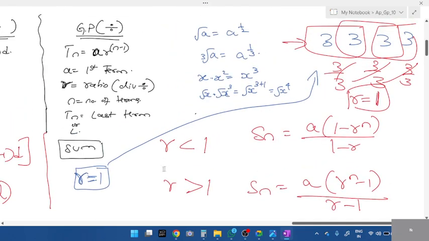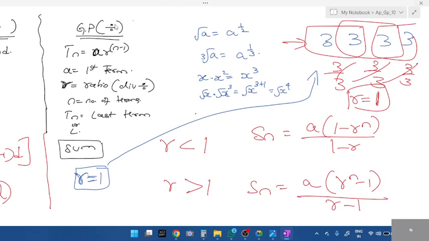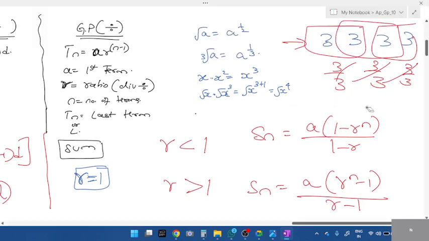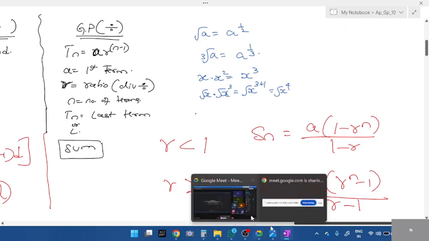I told you all why you can't take R. That's the reason. AP, GP meaning it has to keep on getting multiplied. The ratio should get multiplied. Here there is no use for 1. Yes, make a note. Just ignore this 1. Make a note, students. R is less than 1, you have one formula. R is greater than 1, we have one formula.